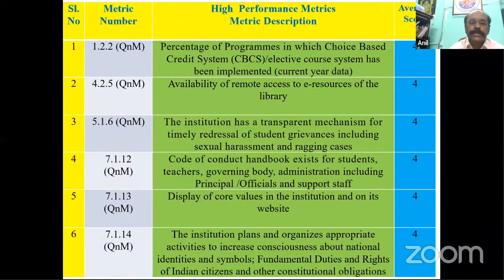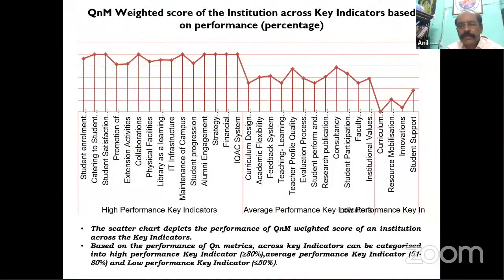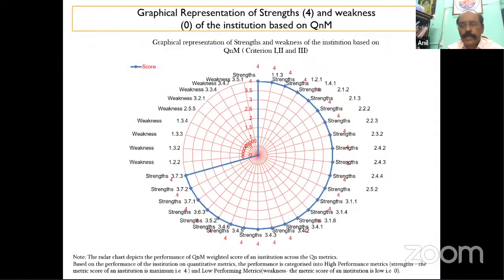And 5.1.6, the institution has a transparent mechanism for timely redressal of student grievances, including sexual harassment. Again, we scored better. We scored 4 out of 4 under these high performing metrics. This is a common feature for entire Andhra Pradesh. These are some of the metrics, machine generated metrics, where we can observe the low performing as well as high performing metrics.